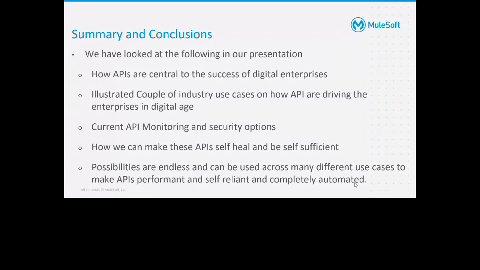We looked at how APIs are critical, central to the success of digital enterprises, illustrated use cases on how APIs are driving the enterprises in the digital age. And we talked about current monitoring and security options. We also asked how we can make APIs self-heal and self-sufficient. These possibilities are endless. Tomorrow we may have something new for the system to learn, and we will incorporate that and make it happen. And this could be applied even to business errors or business process errors, if something is getting violated in the business process. So we can also address that.